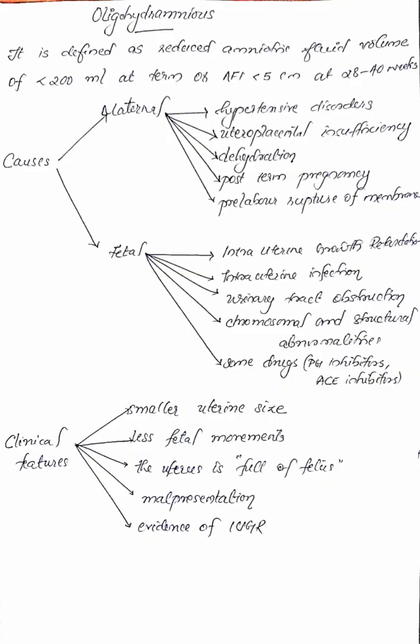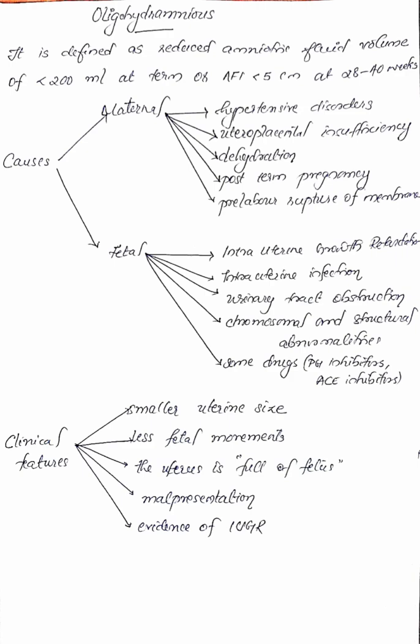Oligohydramnios is defined as reduced amniotic fluid volume of less than 200 ml at term, or amniotic fluid index less than 5 cm at 28 to 40 weeks. In our last video we have already discussed the amniotic fluid index, so I'm not going into detail with that.